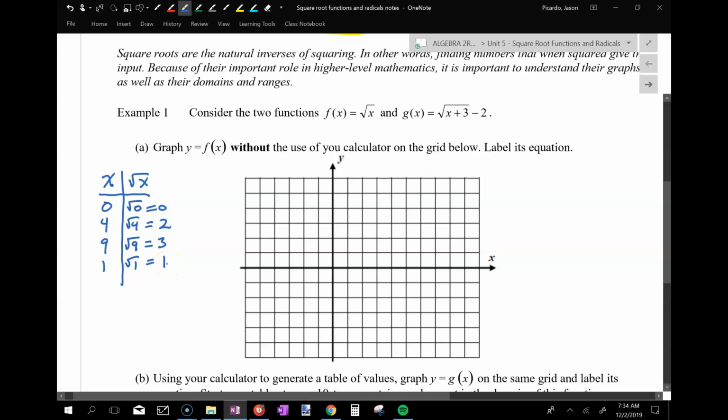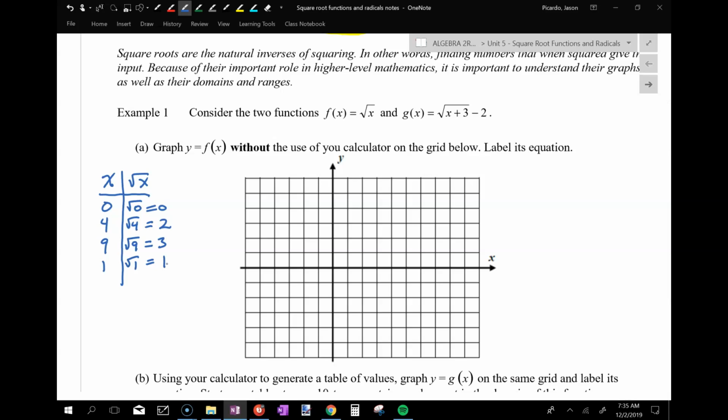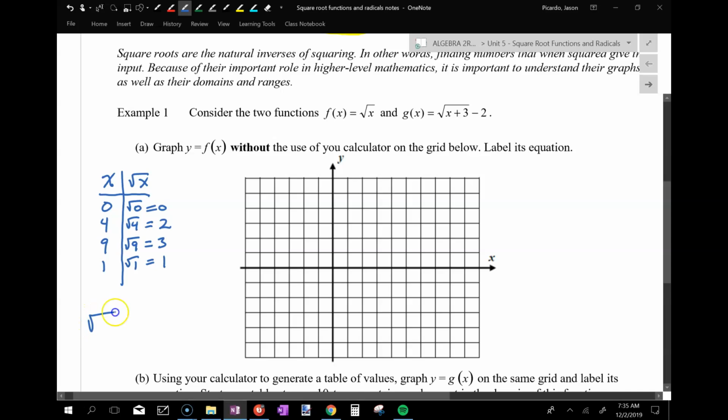How come nobody chose like -5 or -4? Why didn't anybody choose any negative numbers? Because you can't take what? The square root of a negative, right? The square root of a negative is not equal to a real number. Why? Anybody know why? It's actually a really easy reason, right?